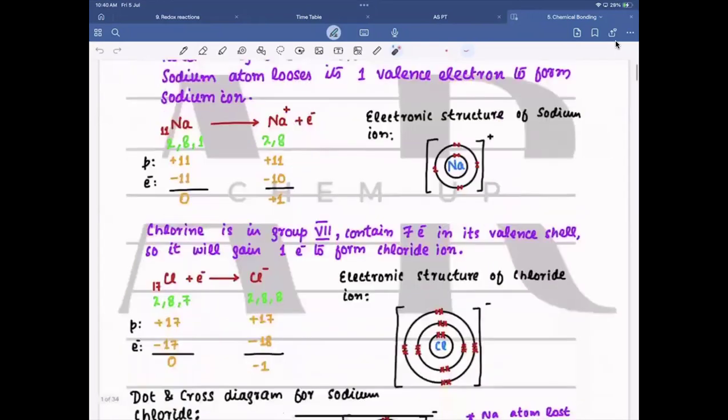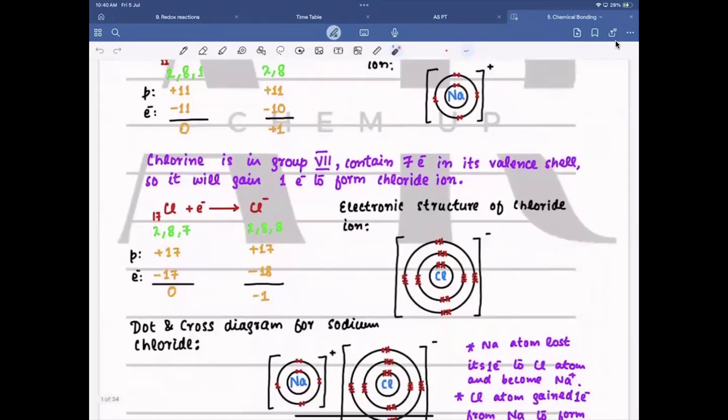Now, let's talk about chlorine. Chlorine is in group 7, so it has 7 electrons in its valence shell, right? So it will gain one electron to form a chloride ion, which has a -1 charge. It has 17 protons, so 17 positive charges, and 17 electrons, so 17 negative charges. That's why the chlorine atom has no charge.